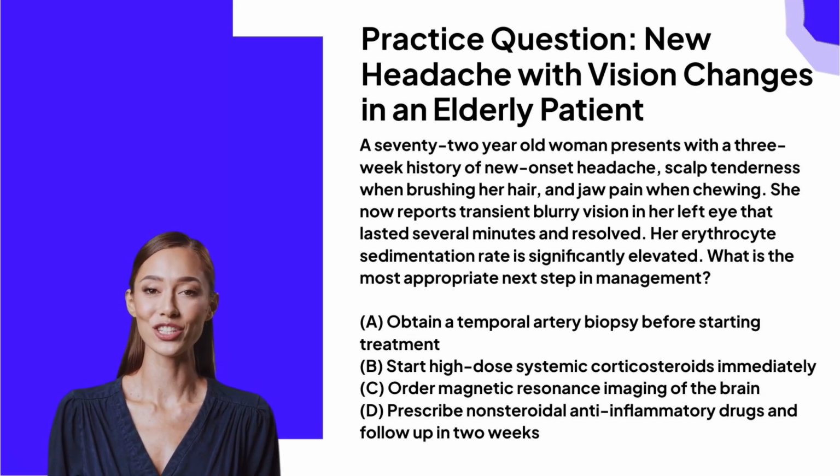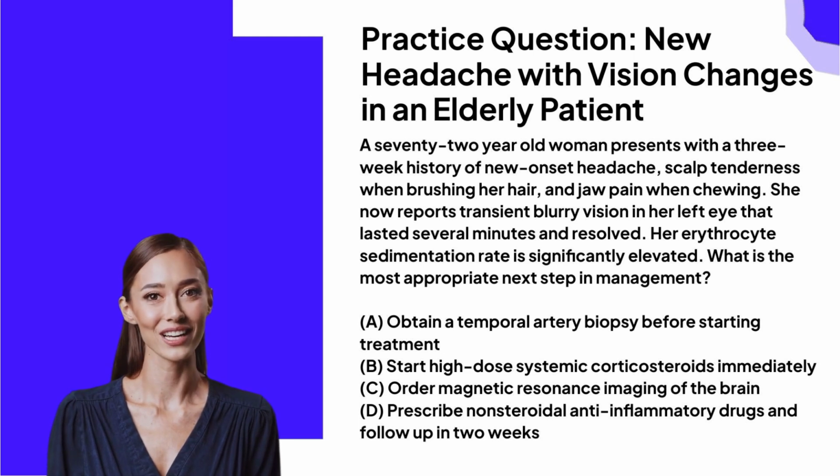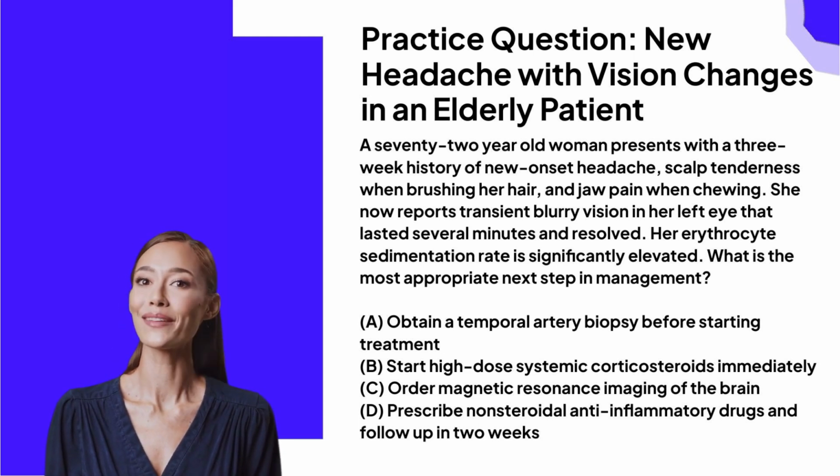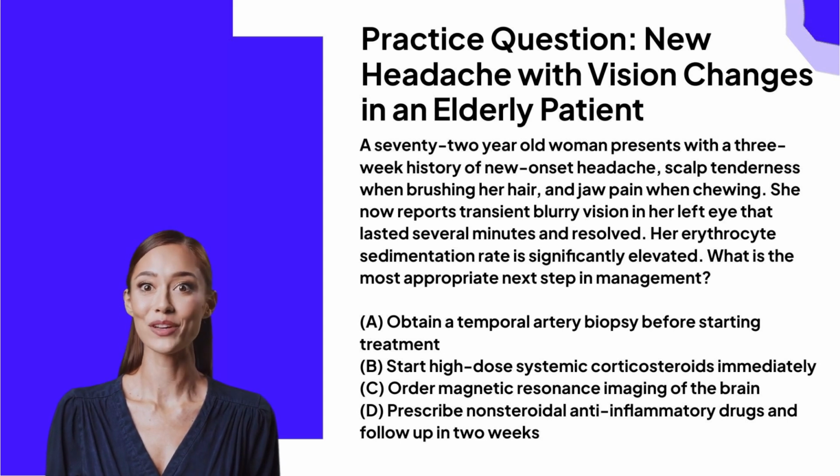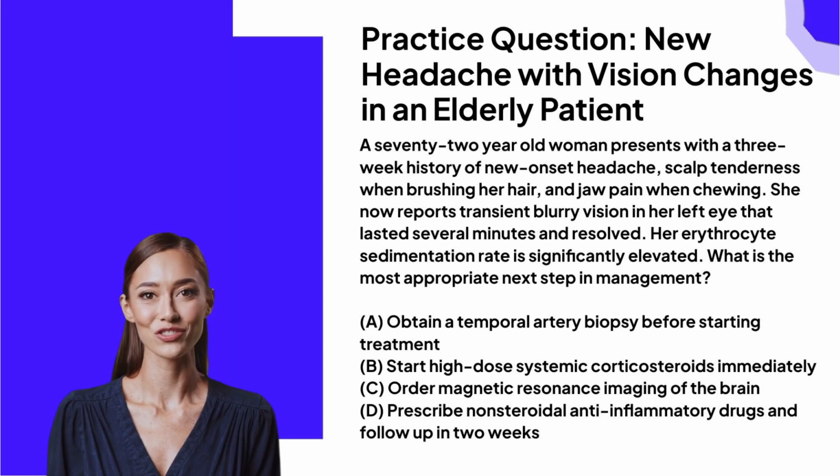A 72-year-old woman presents with a 3-week history of new headache, scalp tenderness, and jaw pain when chewing. She now reports transient blurry vision in her left eye. Her erythrocyte sedimentation rate is significantly elevated. What is the most appropriate next step? This is a classic temporal arteritis question. Think about what the transient vision loss tells you about the urgency. We will walk through it next.